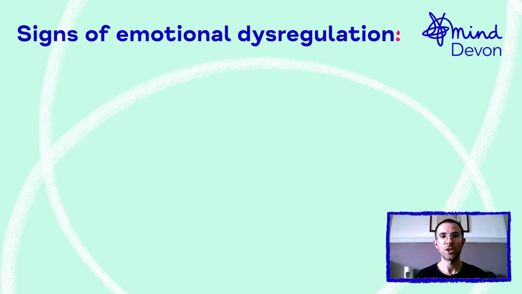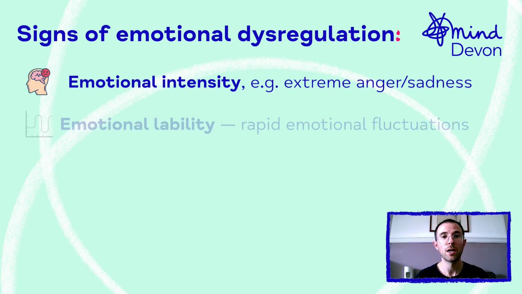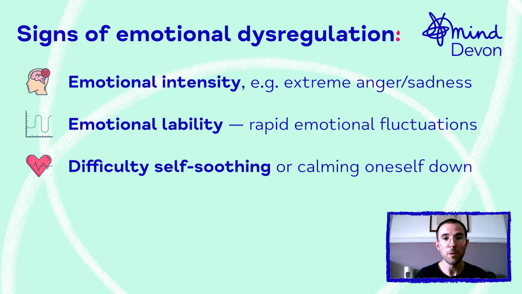There are several psychological, emotional, behavioural, and relational markers that together characterise emotional dysregulation. These include emotional intensity. Individuals may experience emotions with heightened intensity, such as extreme anger, sadness, or anxiety, even in response to relatively minor stressors. Emotional lability. Emotional states may fluctuate rapidly, and individuals may have difficulty stabilizing their emotions over time. Difficulty in self-soothing. People with emotional dysregulation may have trouble calming themselves down when they become upset or agitated.